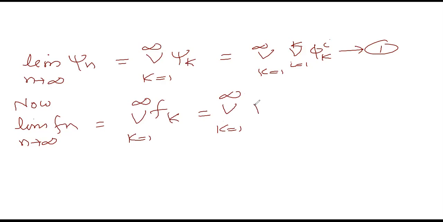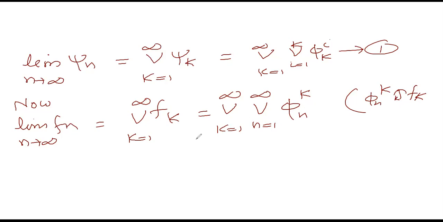Fk is the join n runs from 1 to infinity phi k. What's the reason for this? Because this phi n k increases to fk. Okay, the limit is with respect to k. Phi n k increases to fk. So that means the join of phi n k with respect to n is fk actually.